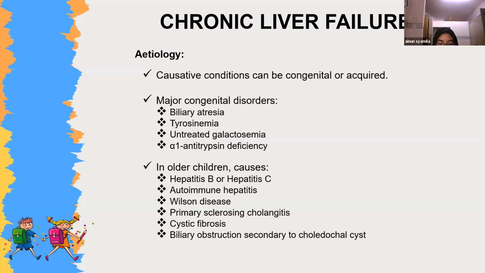Okay, for the etiology or the causes of the chronic liver failure, the causative condition can be divided into congenital or acquired. The major congenital disorders that lead to chronic liver disease include biliary atresia, which is the bile outlet obstruction, in which the liver cannot secrete the bile to the duodenum, which causes the reflux to the liver and causes damage to the hepatocytes. Others like thalassemia, untreated galactosemia, and alpha-1 antitrypsin deficiency.